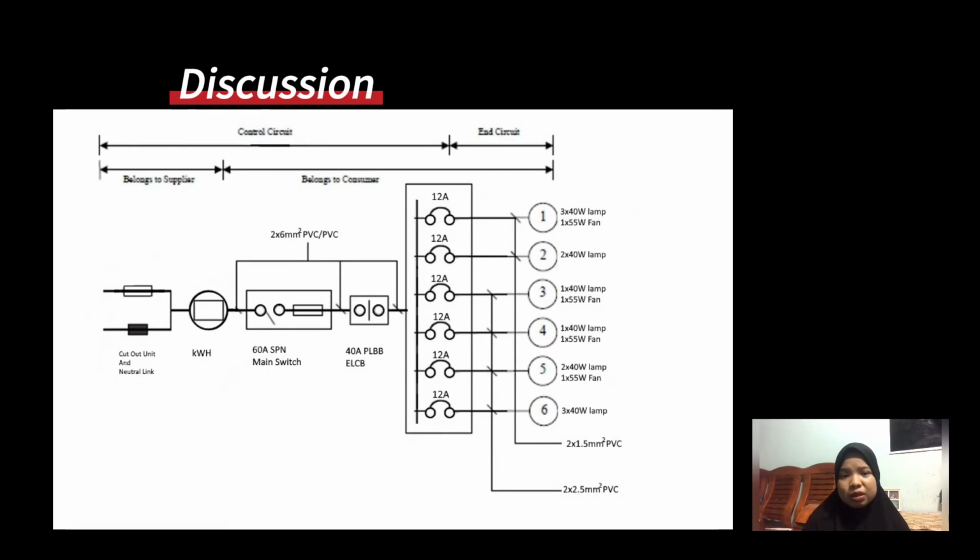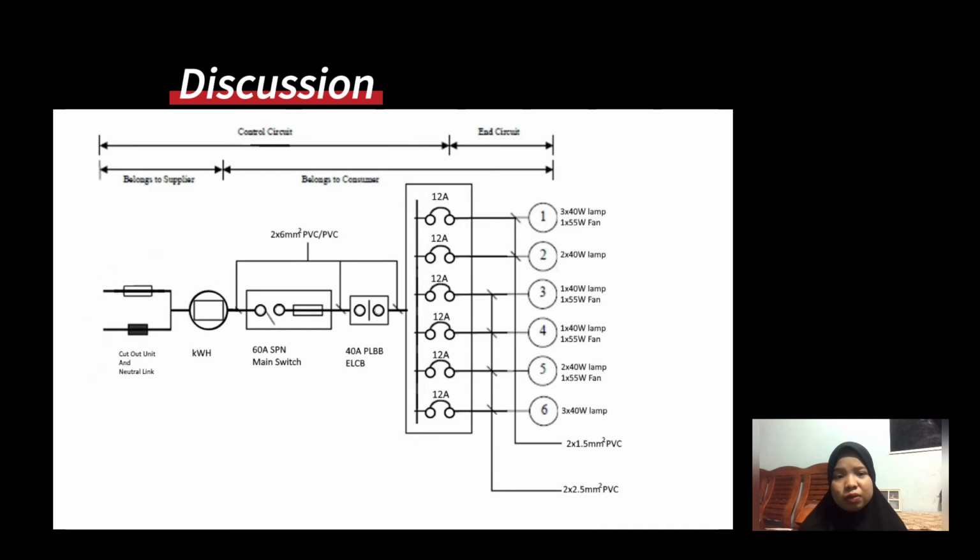So the discussion of this experiment is the house plan with the load controlled by the MCB is drawn on A4 paper. In this experiment, the main switch, lighting, fan, guard unit and neutral link are all included in the house plan. The MCBs in the house plan are labeled as MCB 1, 2, 3, 4 and 5 respectively, while the number of loads connected to the MCB is labeled as 1, 2, 3, 4, 5 lamp and 1, 2, 3, 4 and 5 fan. However, this house plan has an MCB that controls all the load.